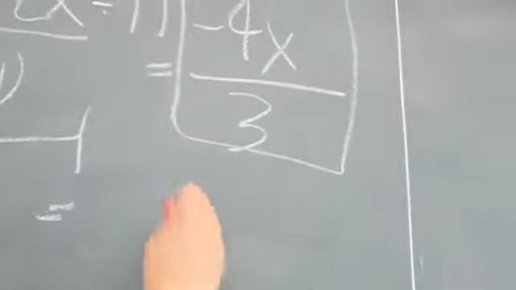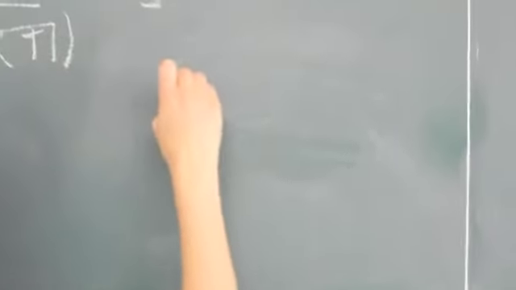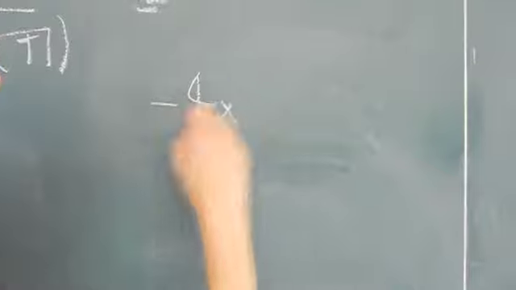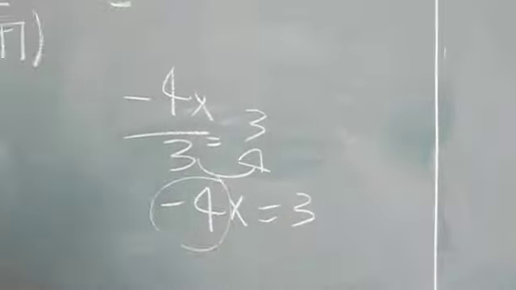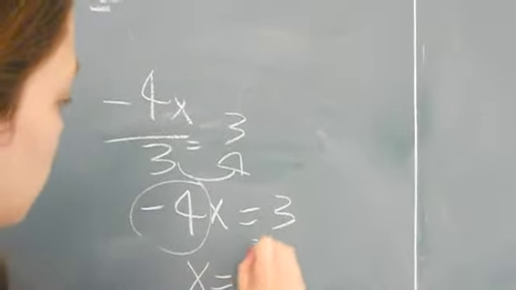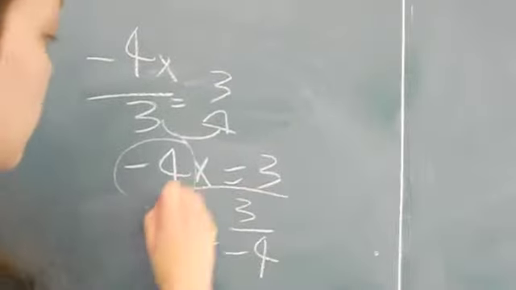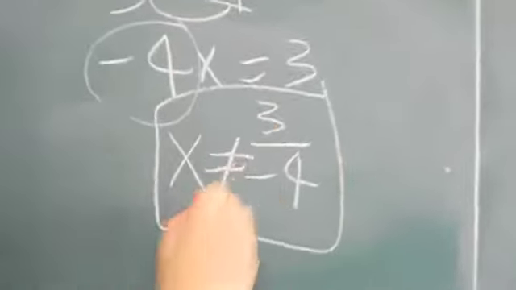This is the answer, so the excluded value you need to leave x alone, so it will be negative 4x over 3. 3 over 3. 4 is multiplying, so you pass it dividing, and this is your excluded value, cannot be equal to.